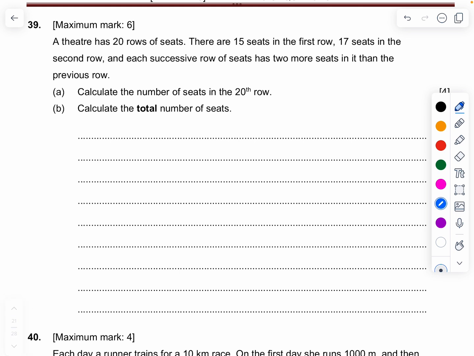A theatre has 20 rows of seats. There are 15 seats in the first row. So u1 equals 15. 17 in the second row. u2 equals 17. It implies the common difference is 2.